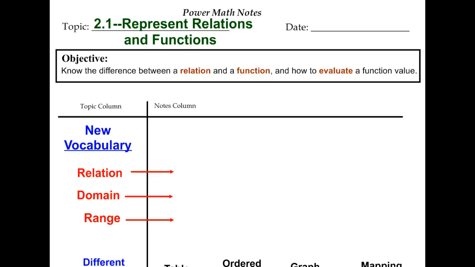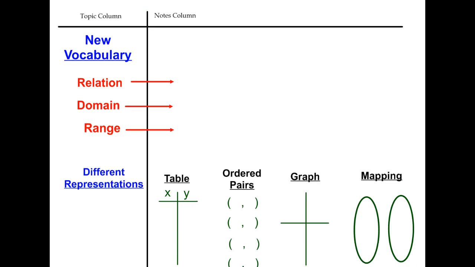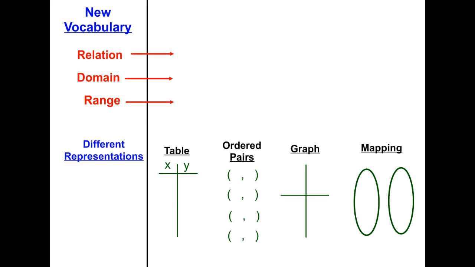All right, this is section 2.1 from Algebra 2, which is talking about representing relations and functions. First thing we need to do is talk about a couple vocabulary words. I'm going to go over these quick. They're right in the book if you want to write down the definitions yourself.